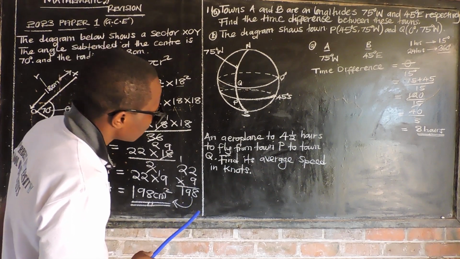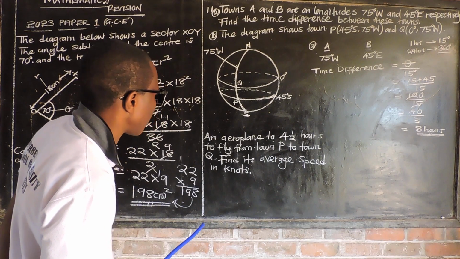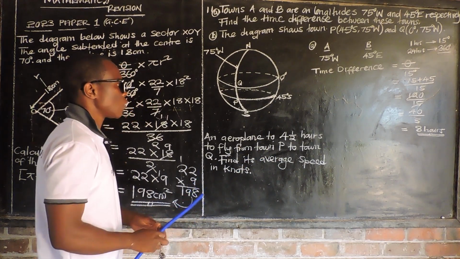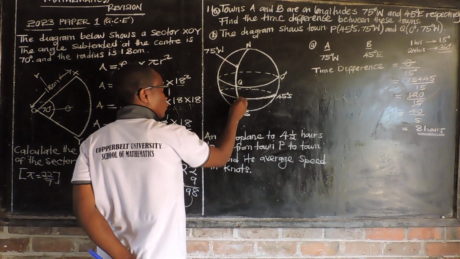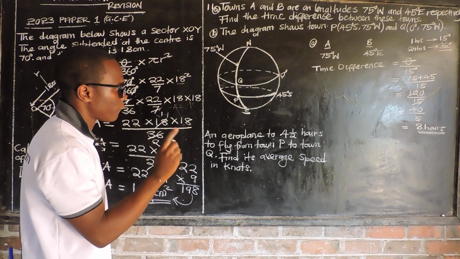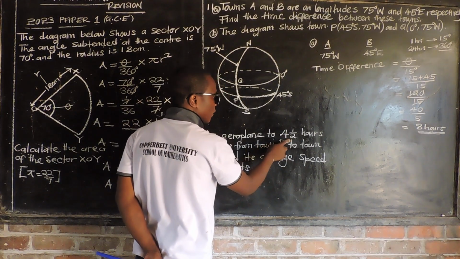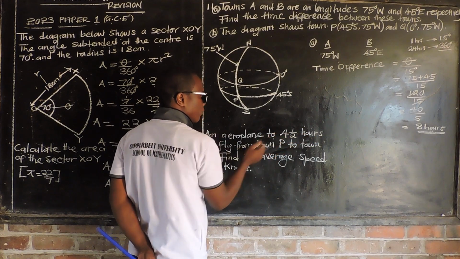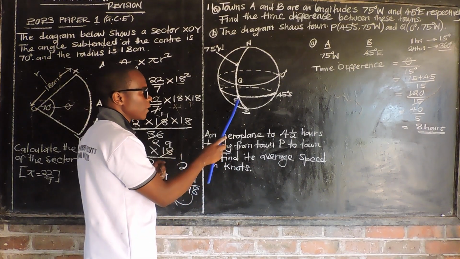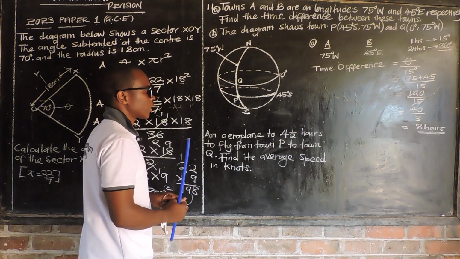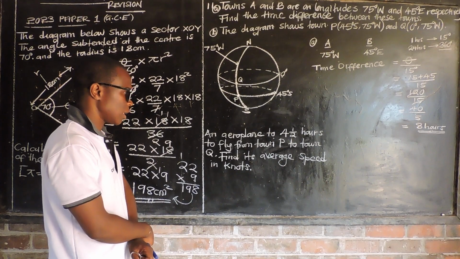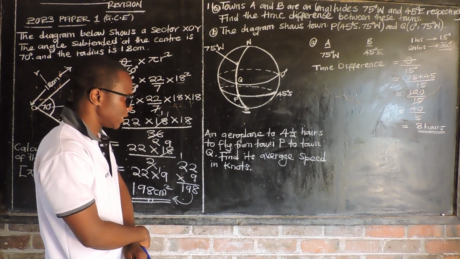Now the question is saying an aeroplane takes 4.5 hours to fly from town P to town Q. Find its average speed in knots. So the aeroplane takes 4 and 1 over 2, that is 4.5 hours, to move from point P to point Q.